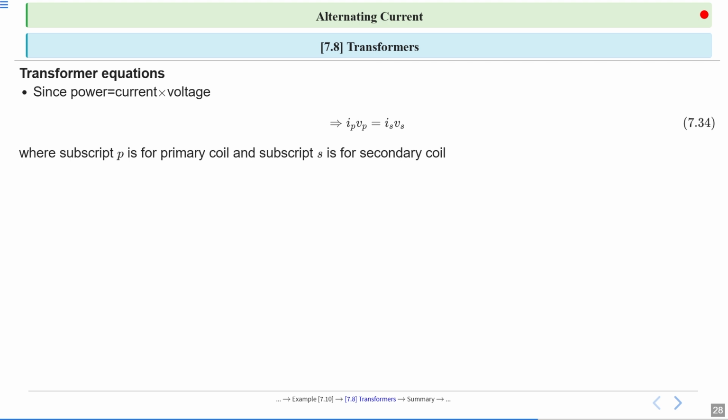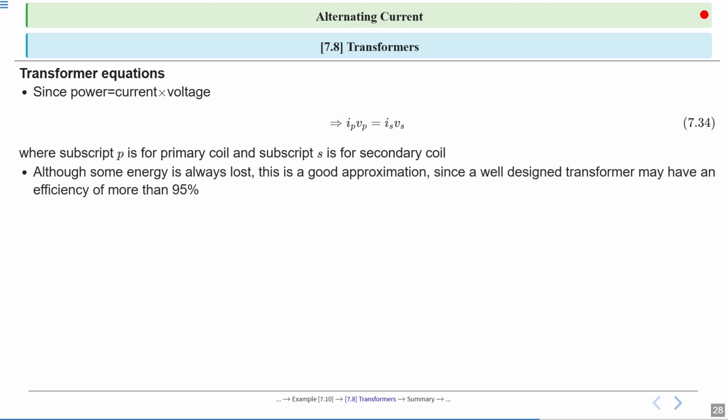So from this we can take the ratio, where subscript P is for the primary coil and subscript S is for the secondary coil. Although some energy is always lost, no system is ideal. This is a good approximation since a well-designed transformer may have efficiency of more than 95%.